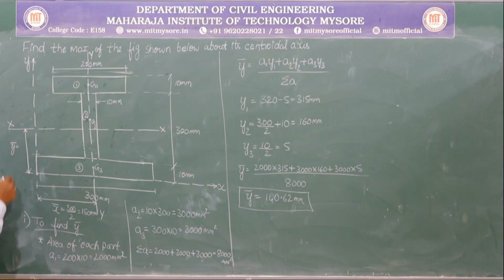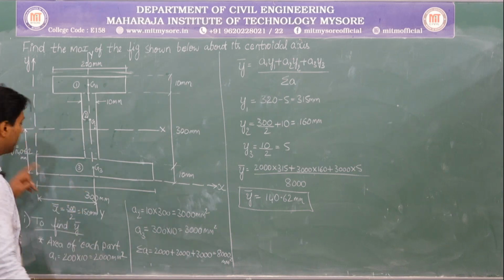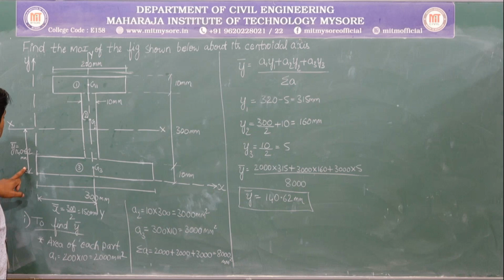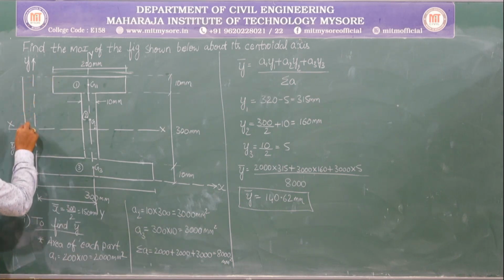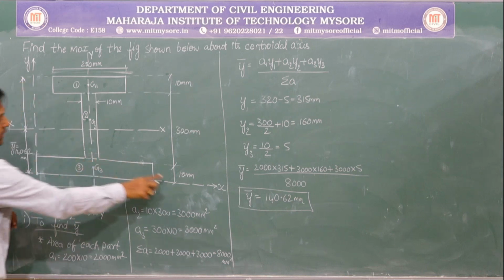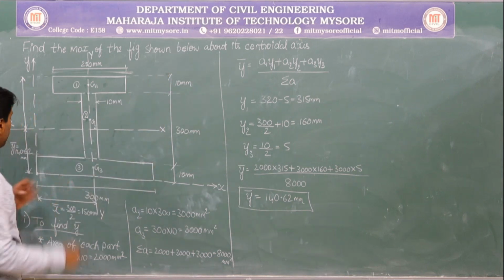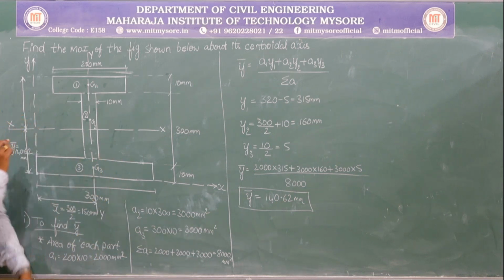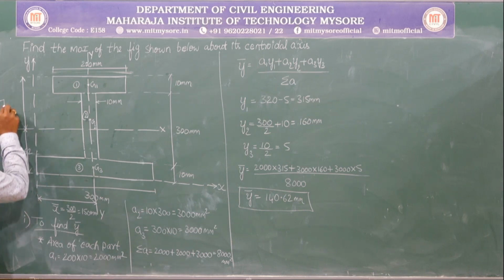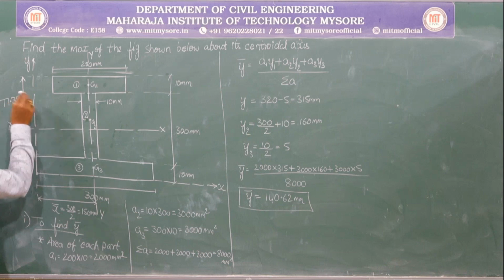So what is that y bar? It is 140.62 mm. So what I suggest usually is, as soon as you know this is 140.62, just mark the remaining distance. So what will be this particular distance? So total is 320. Yes or no? 320 minus 140.62, it is 177.38 mm.